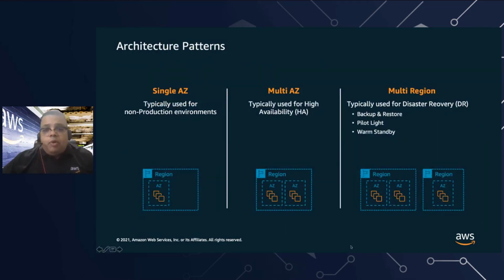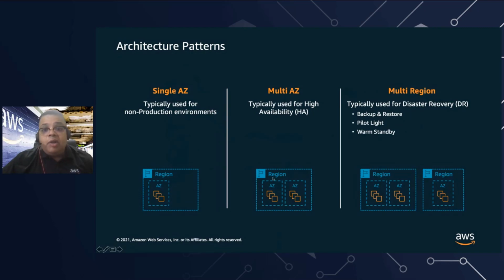Based on the type of events you decide to protect your SAP systems from, you will end up selecting one of these three architecture patterns. Single AZ is primarily used for non-prod environments wherein you don't need high availability configured. So you deploy all the components of your SAP system in a single AZ.